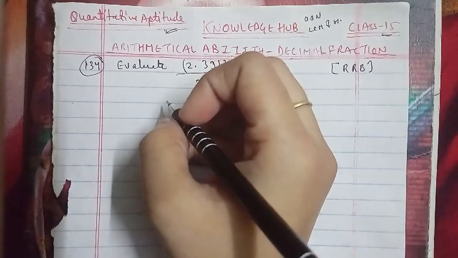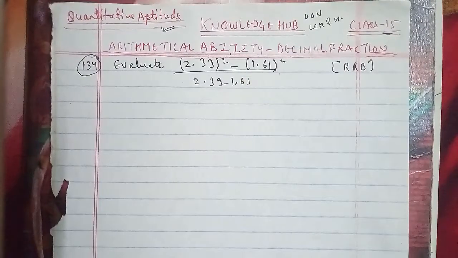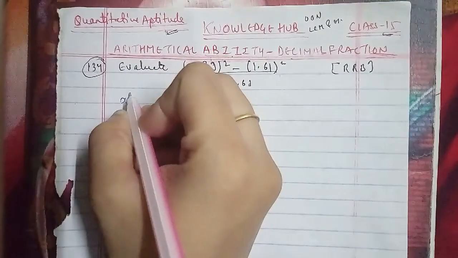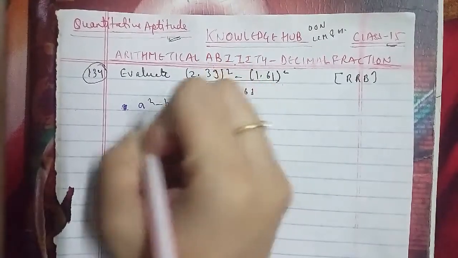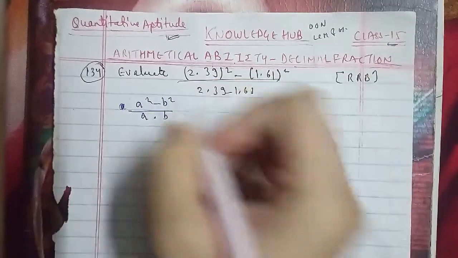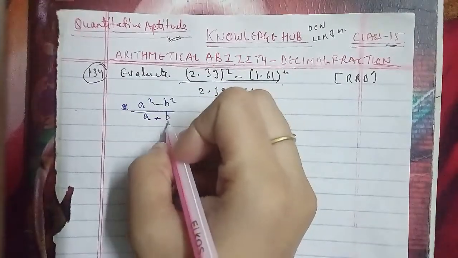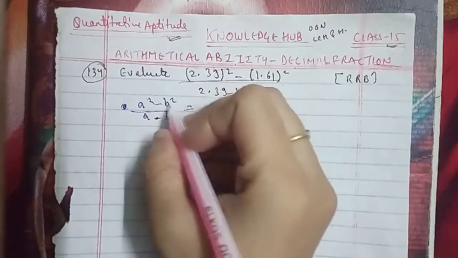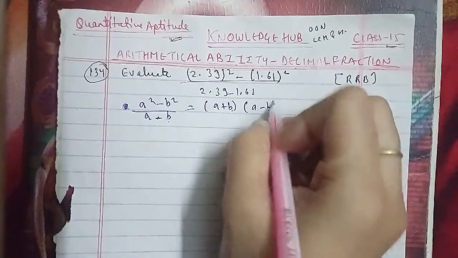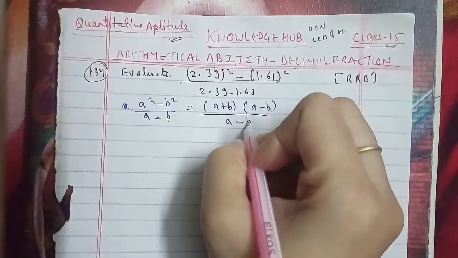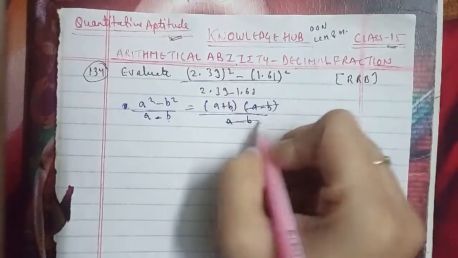If you can see, the given expression is in the form of a square minus b square upon a minus b. So a square minus b square can be represented using the formula that I told you about: a plus b into a minus b, upon a minus b. Then a minus b and a minus b can be cancelled here, so we will get only a plus b.